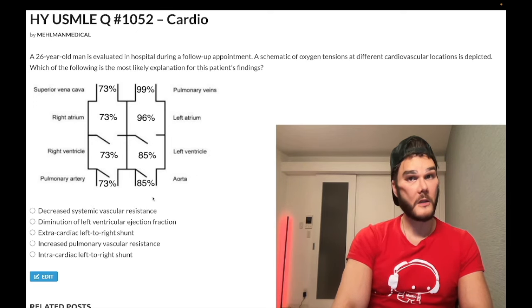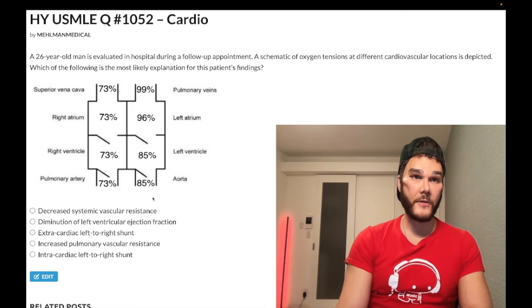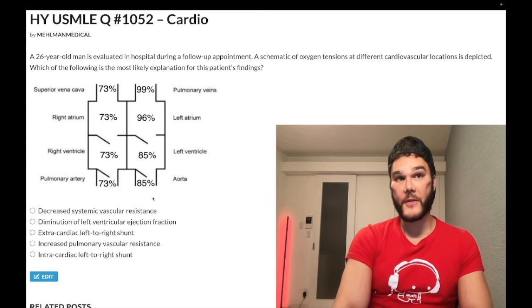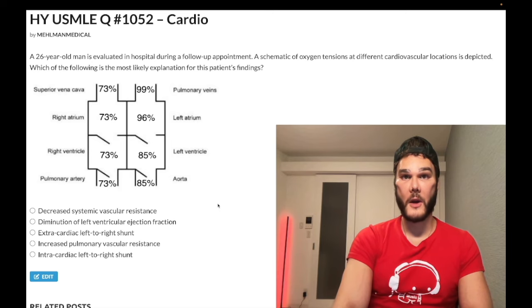It could increase ejection fraction. For instance, if you have left heart failure and you give an ACE inhibitor or an angiotensin II receptor blocker, then you decrease afterload. That can increase ejection fraction. This can also be an answer for septic shock. Okay, that makes sense. Wrong answer.